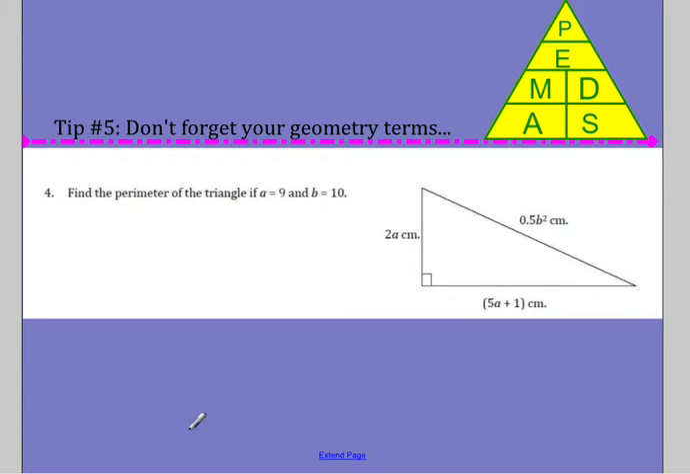All right, tip 5. Okay, don't forget your geometry terms. There will be times throughout this course where we bring up geometry things, and you'll need to remember them. So if you forget, use your resources. Google the formulas online, things like that. Example 4 then says find the perimeter of the triangle. But first thing is I want to talk about perimeter. Did I say pyramid? Perimeter. The perimeter, remember, is the distance around the outside.